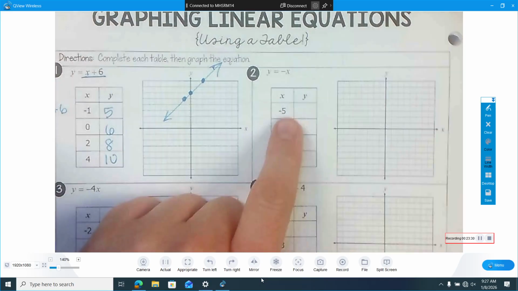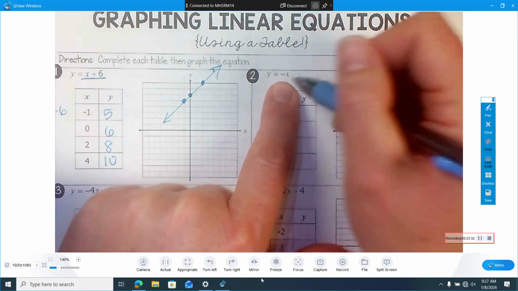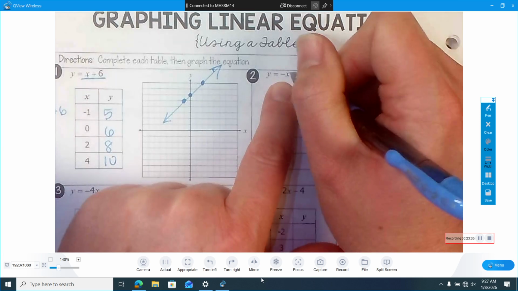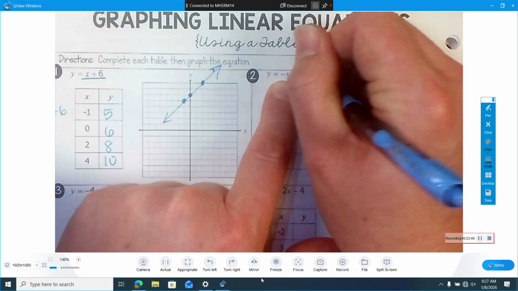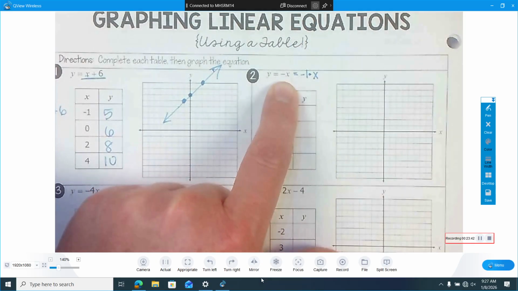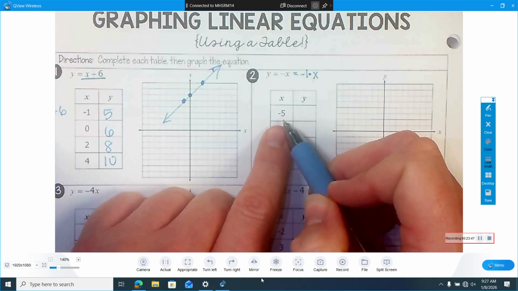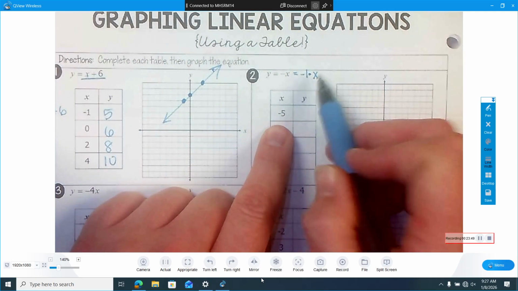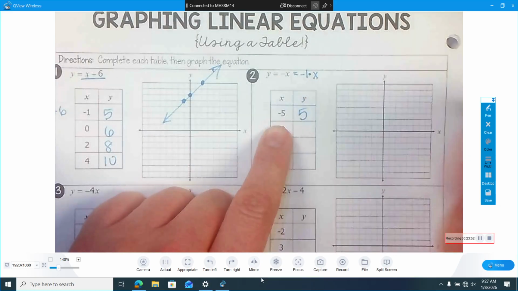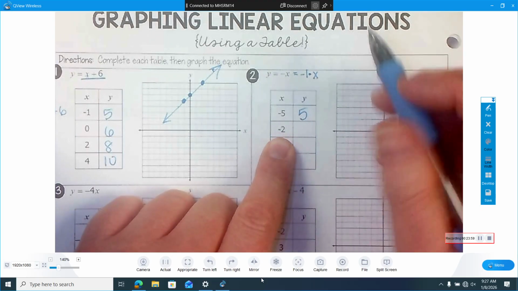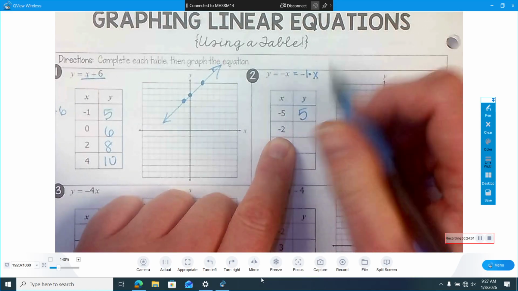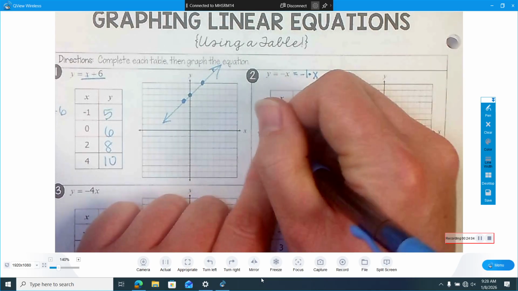I want to look at number 2. This is kind of an interesting one. This is -x. You can think about it as -1 times the x value. So if I'm going to plug in a -5, what is -1 times -5? +5. If I plug in a -2, what are we going to get? +2. -1 times -2 is going to give us +2.